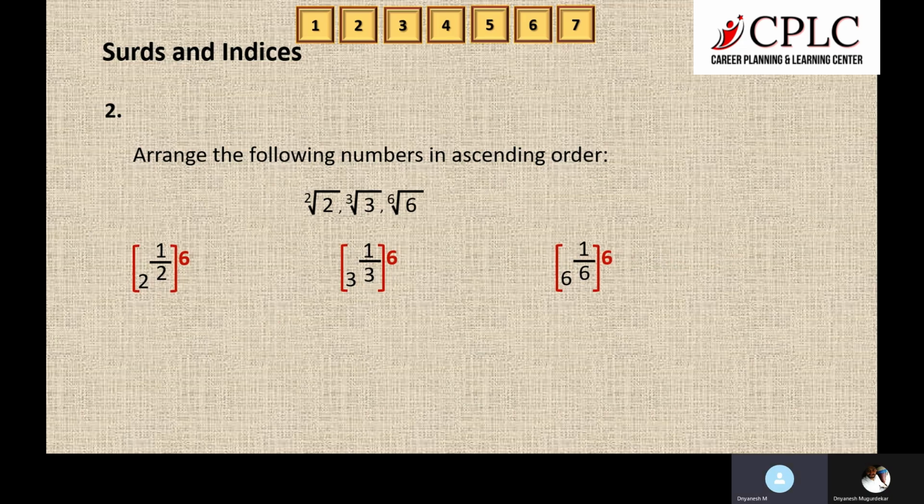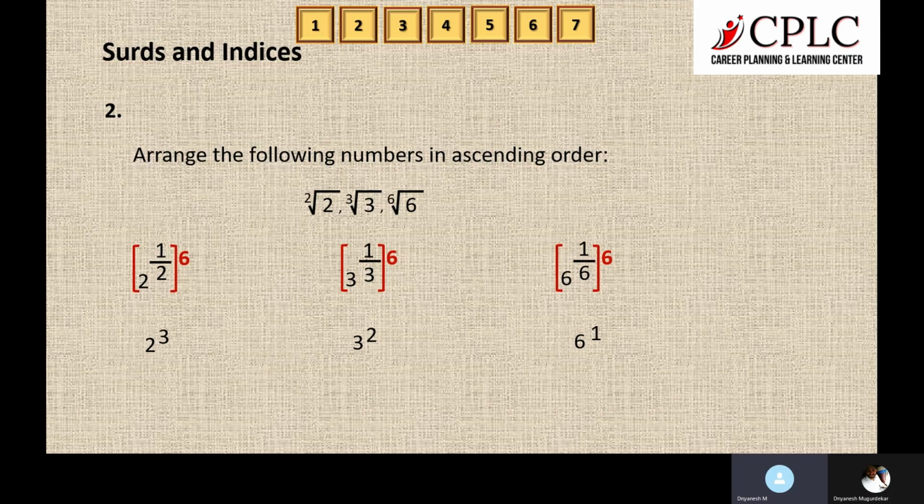Now after that, which rule will we be applying? We'll be applying (a raised to m) the whole raised to n, and the powers will be multiplied with each other. So we'll get a raised to mn. So 2 raised to 1 by 2 into 6 will be 2 raised to 3, 3 raised to 2, and 6 raised to 1 respectively.